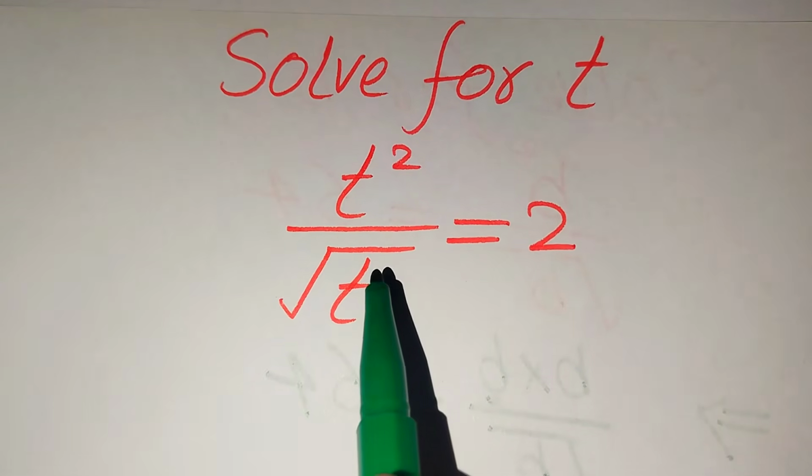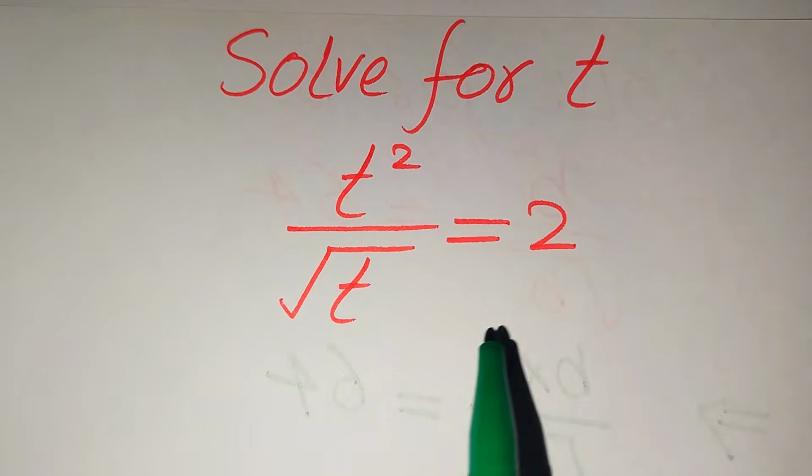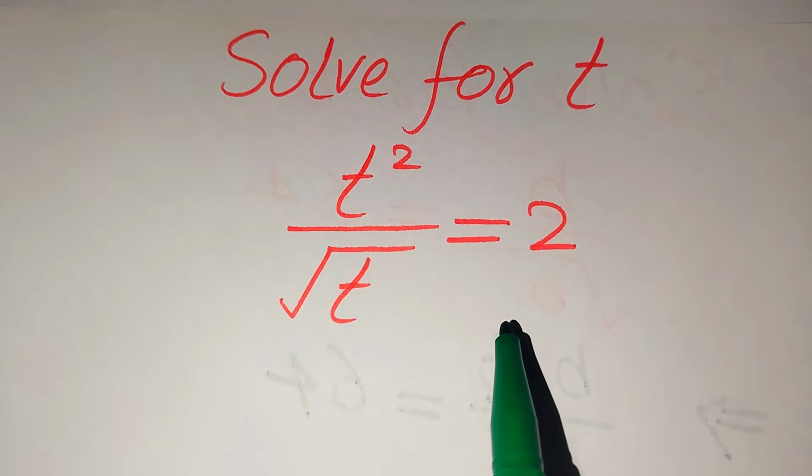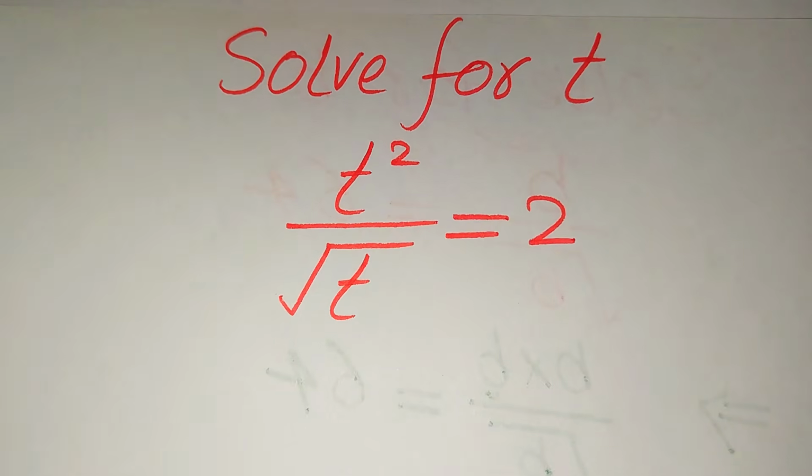So here we have t squared divided by the square root of t equals 2, and we solve this problem for all the values of t. First we need to find all the roots of this equation, and at the last we will verify which of the roots are a solution and which of the roots are extraneous roots. Now we move towards the solution of this problem.